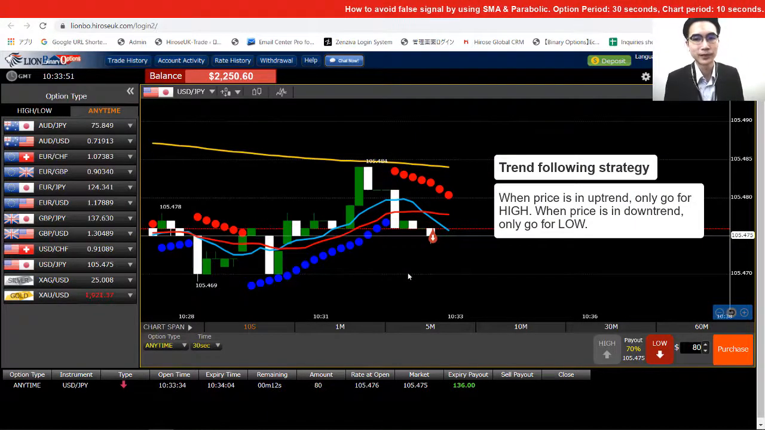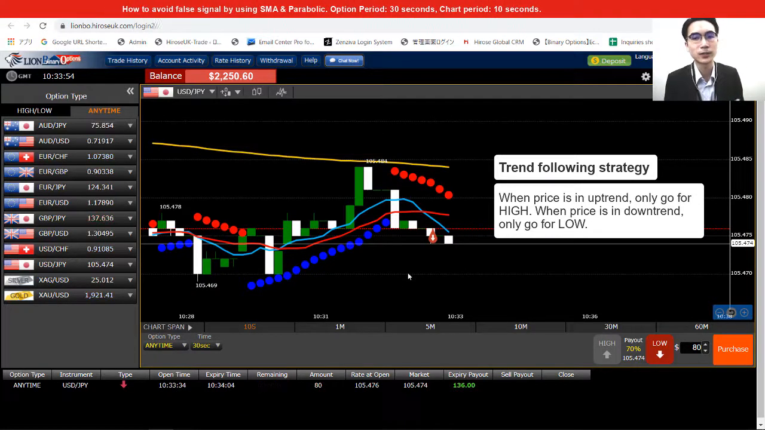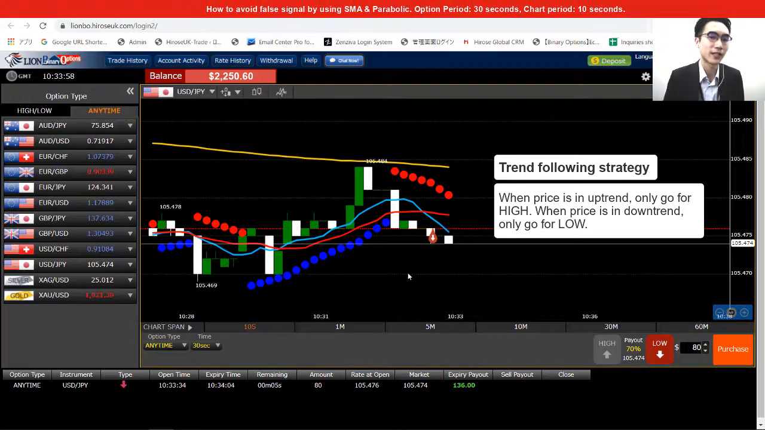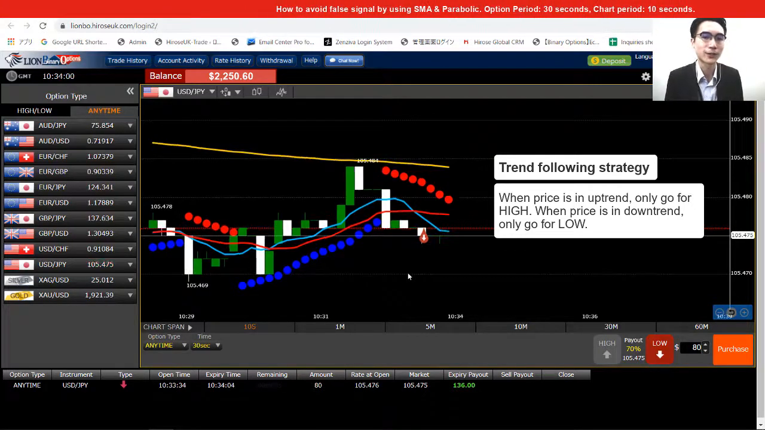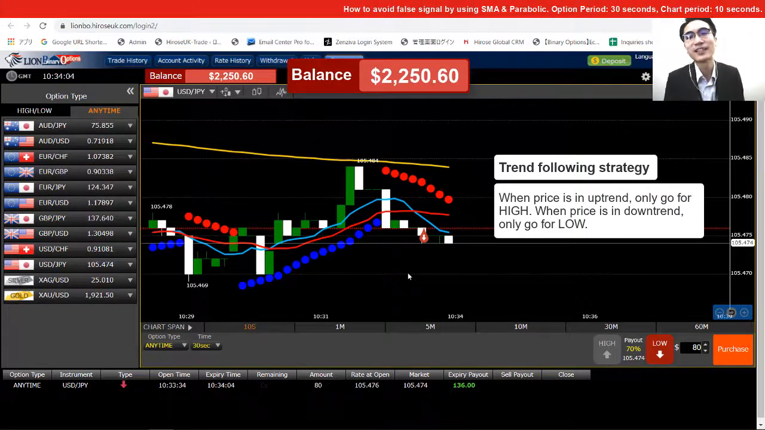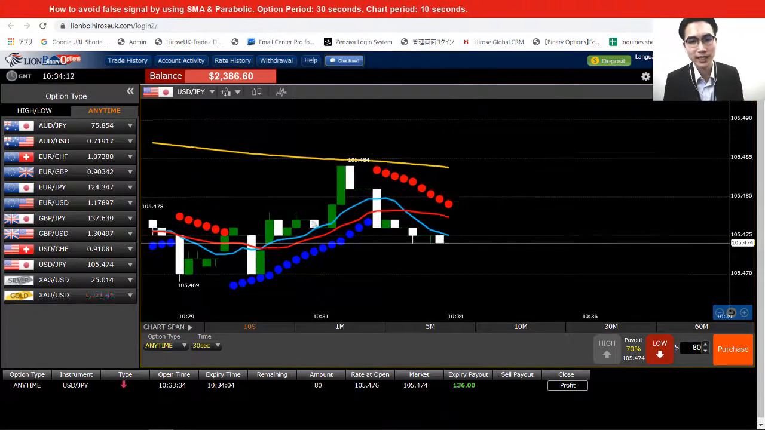So well, that's pretty simple. When the trend is a downtrend, you only look for timing to open low, and when the trend is in an uptrend, you only look for timing to open high. So that's the most important point you need to remember. Okay, so well, the trade is ending in profit.